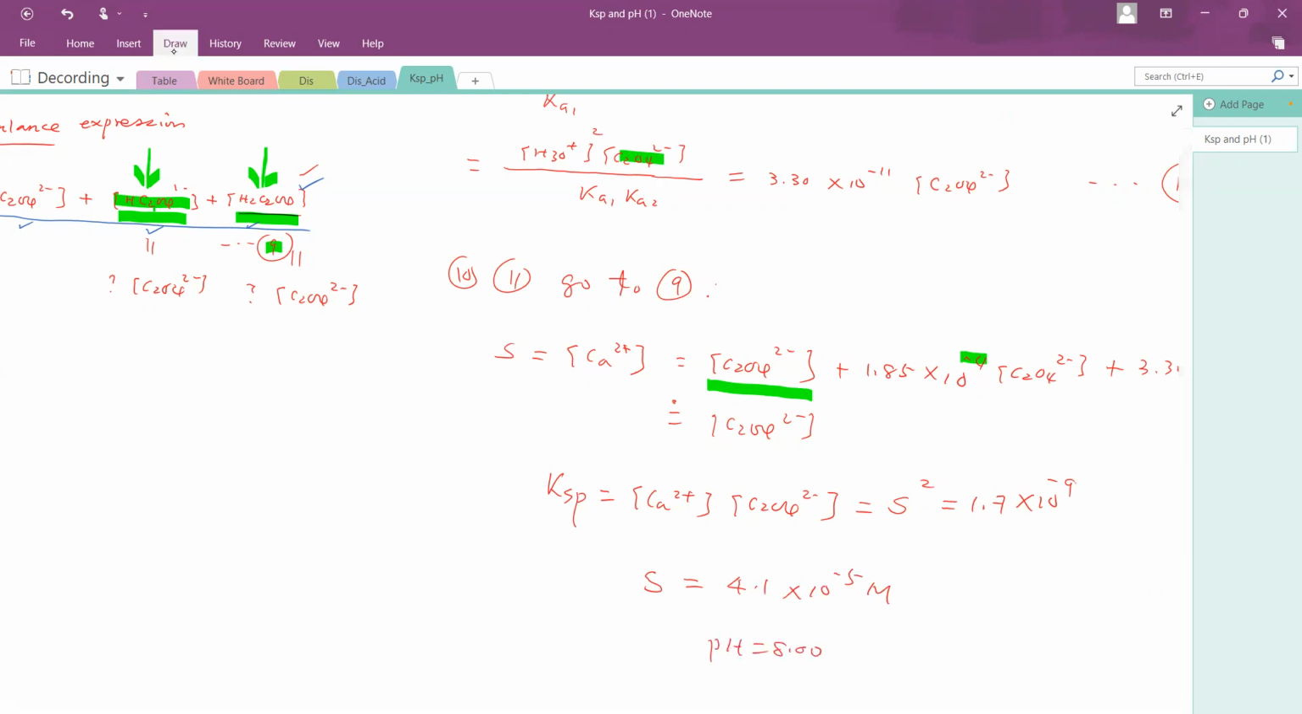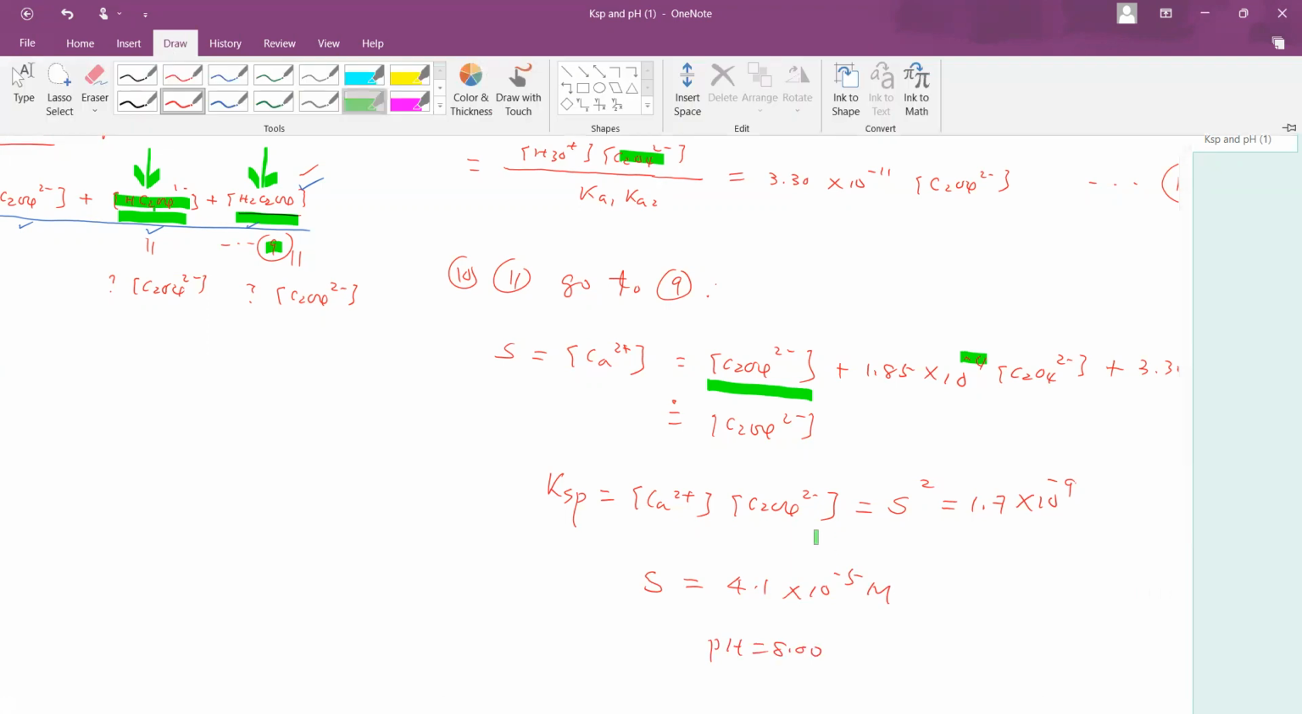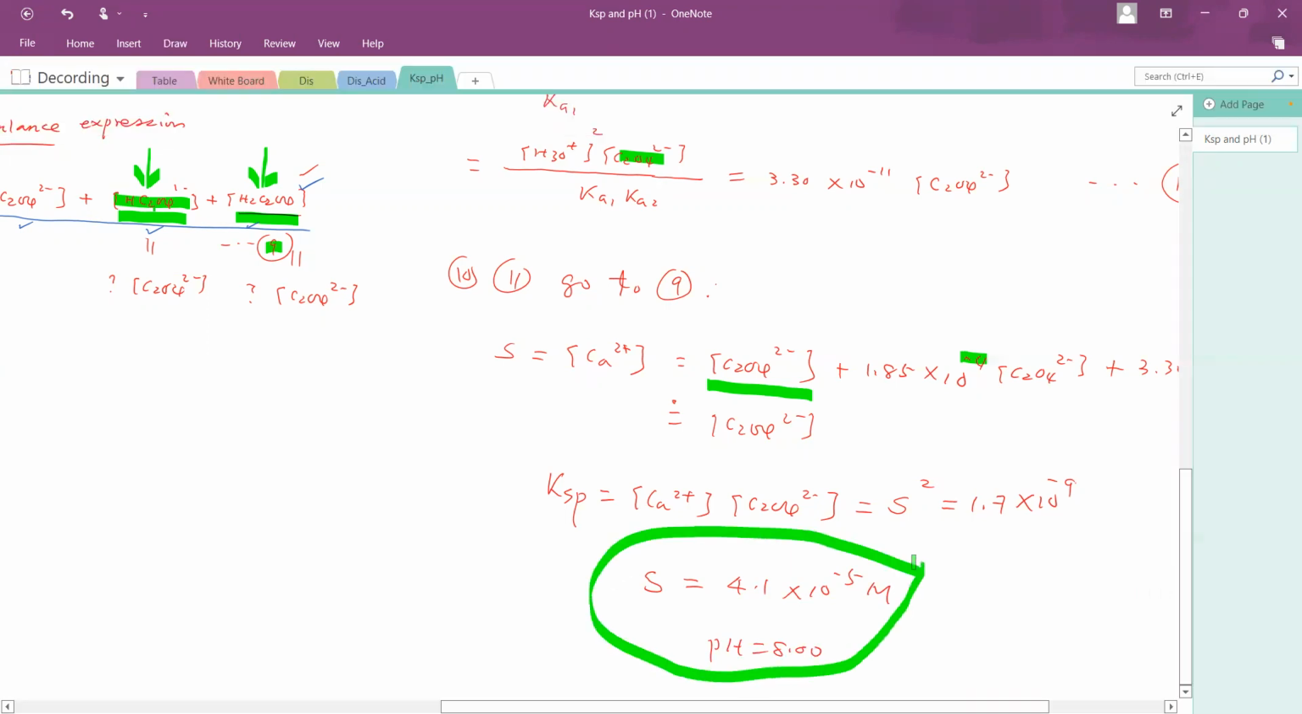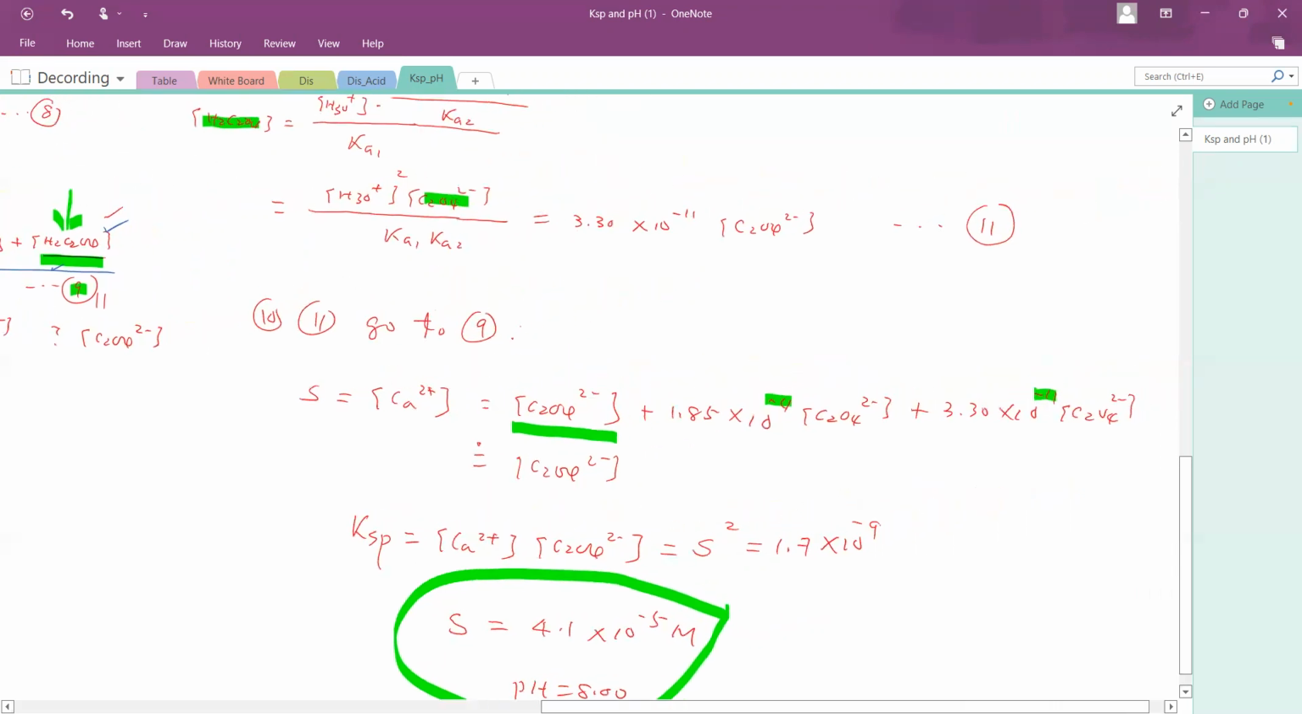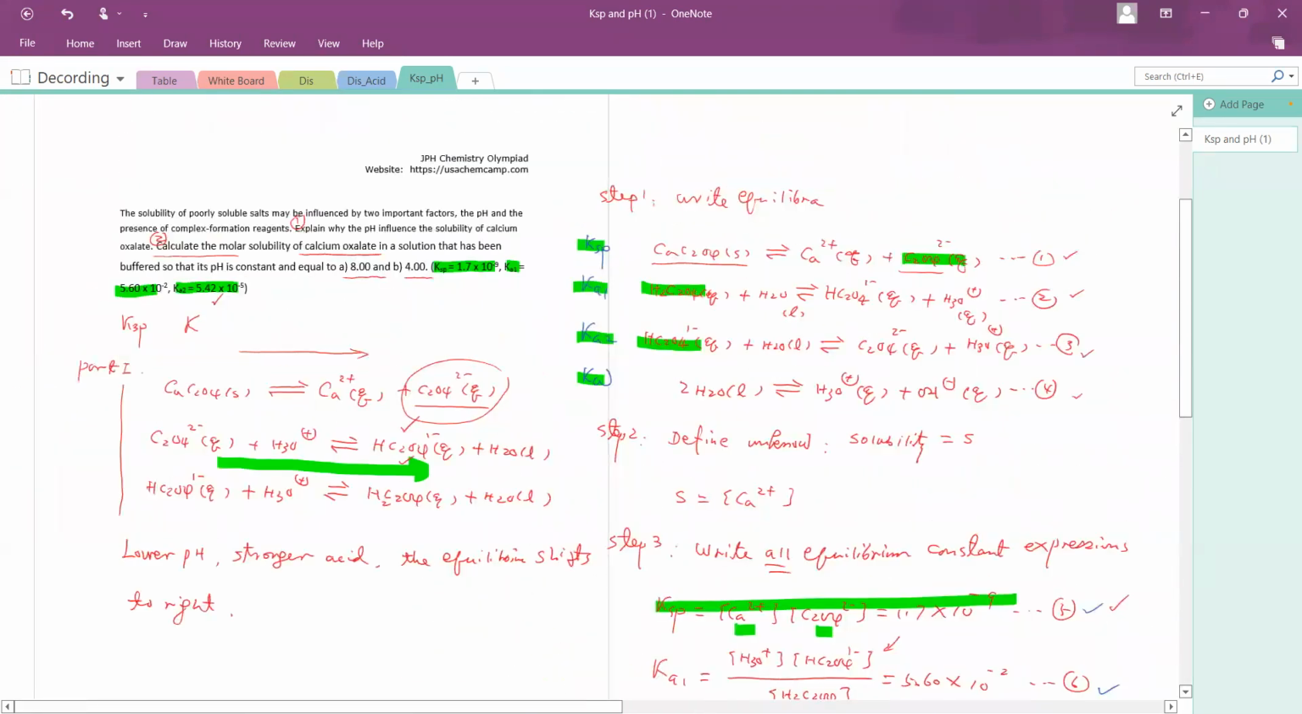I'm going to highlight. It's beautiful. See, we use very simple steps. We calculate when pH equal 8, the solubility is 4.1 times minus 5, okay? So we finish the first one. pH equal 8. Now let's look at pH equal 4.